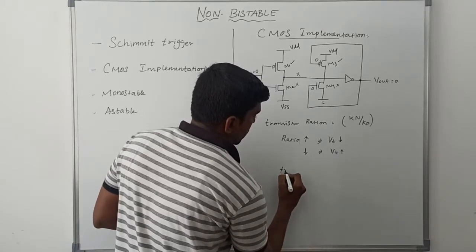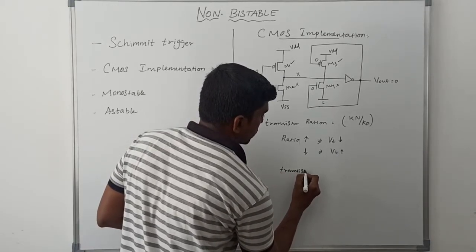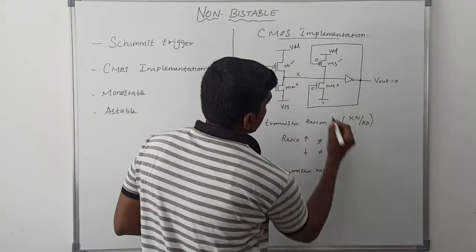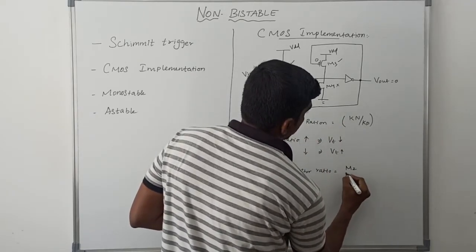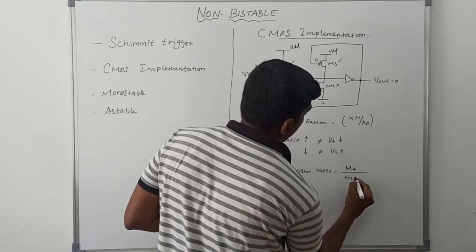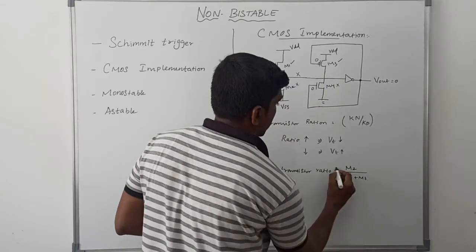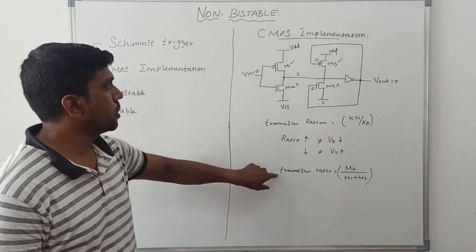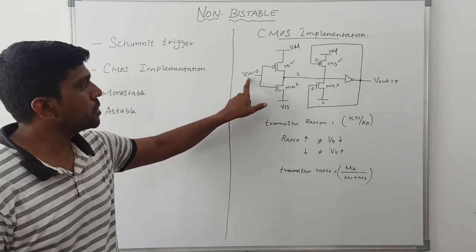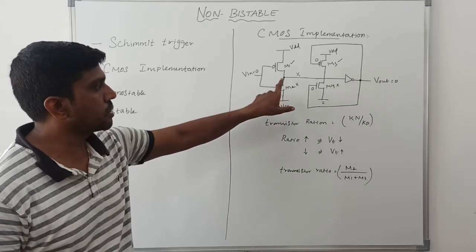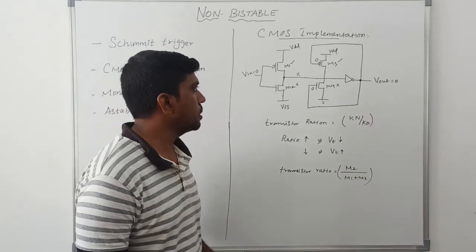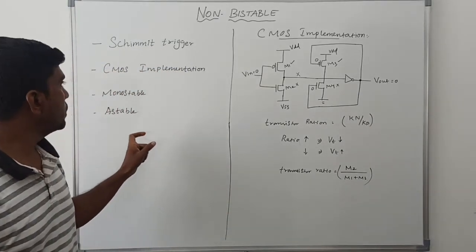So the transistor ratio is M2 by M1 plus M3. Likewise we find the transistor ratio. If you are changing the input voltage, based on the turned-on transistors, we can find the transistor ratio. Then, monostable.